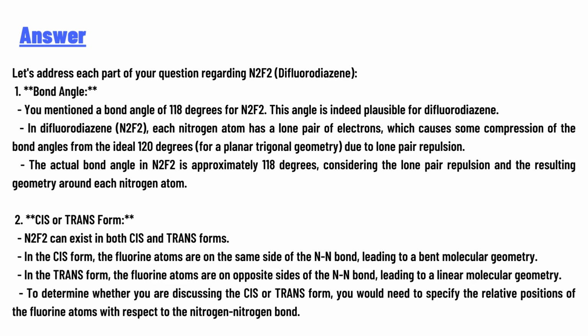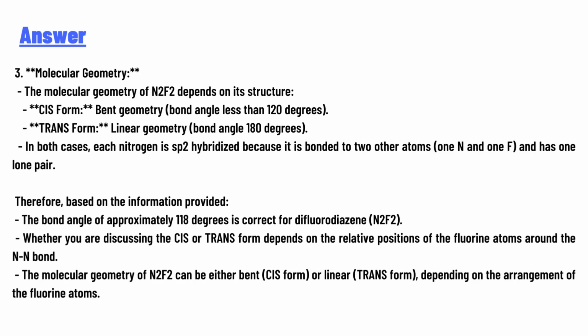Second, cis or trans form. N2F2 can exist in both cis and trans forms. In the cis form, the fluorine atoms are on the same side of the N=N bond, leading to a bent molecular geometry. In the trans form, the fluorine atoms are on opposite sides of the N=N bond, leading to a linear molecular geometry. To determine whether you are discussing the cis or trans form, you would need to specify the relative positions of the fluorine atoms with respect to the nitrogen bond.